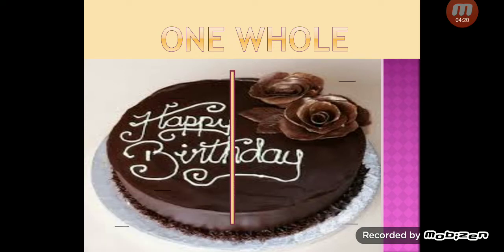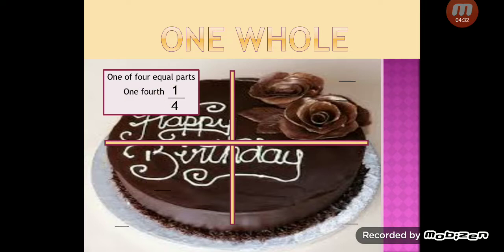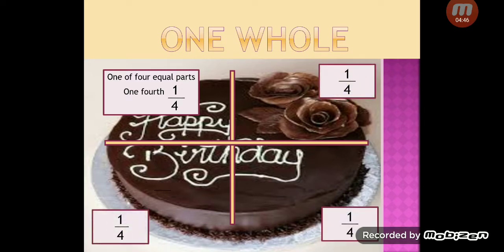Now I have divided the cake into four equal parts. If I consider one part out of these four equal parts, the fraction will be 1 by 4, or I can read it like 1/4. 1 by 4th is also called quarter. Similarly, for the second, third and fourth part, we can write the fraction 1 by 4.